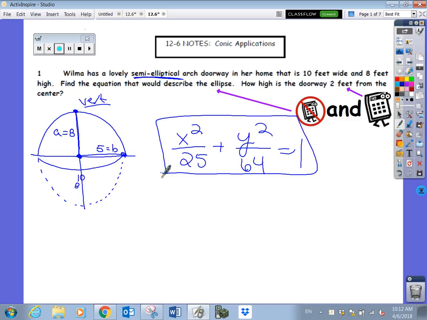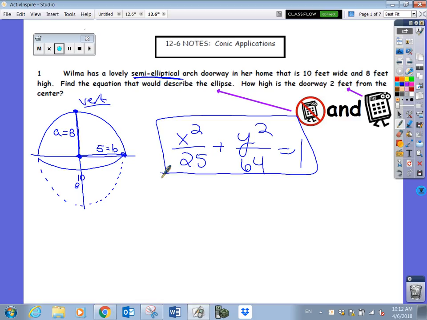So that one again can be kind of tricky because it only gives you the information for half of it, but the length given is the entire length. The height given is only part of the distance of the whole ellipse.